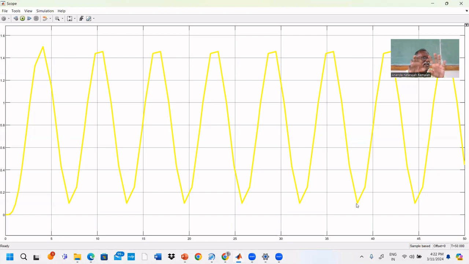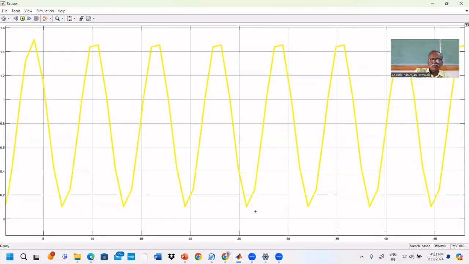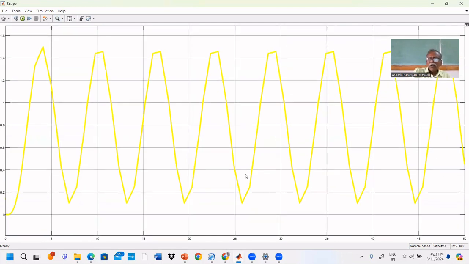So there you can amplify and see. Here also you can amplify. Here you can amplify this and see. You can amplify and see like this. The time axis has to be amplified.